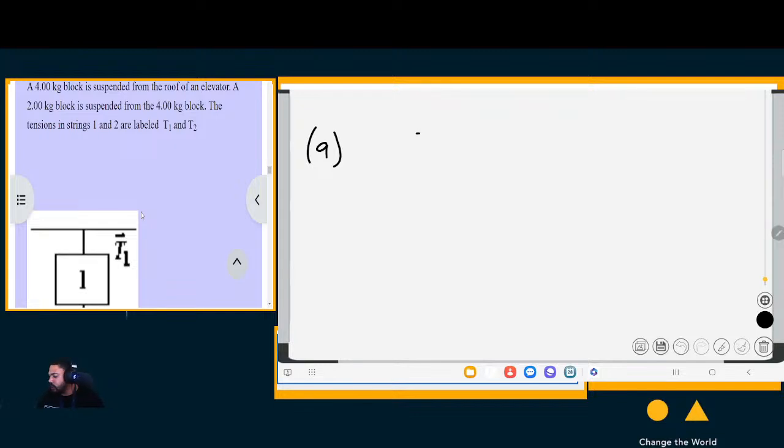So they have here a 4 kilogram block. Okay, this is the roof or whatever. Then we have a 4 kilogram block. And then tied to this 4 kilogram block is another block, a smaller block, a 2 kilogram block.